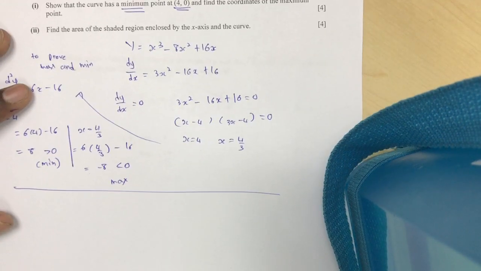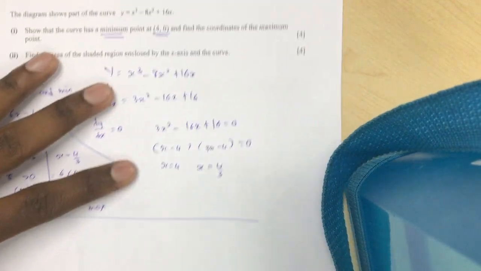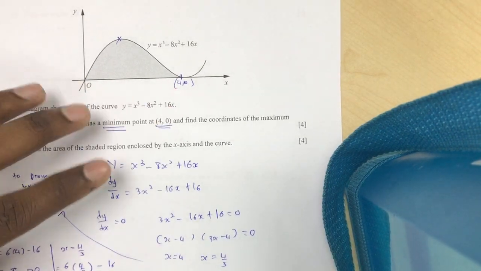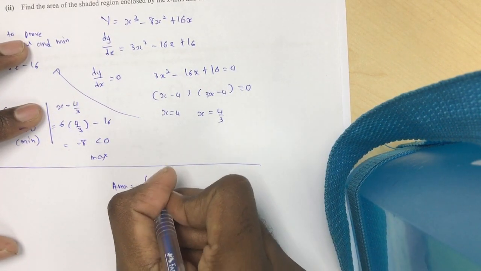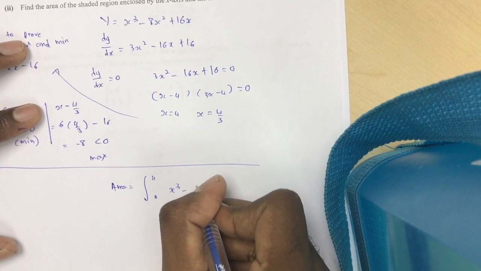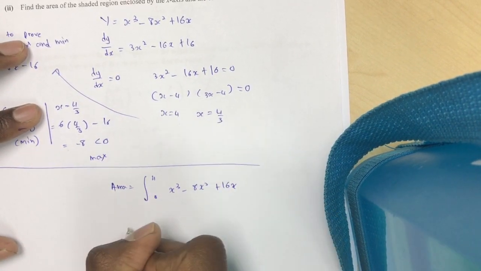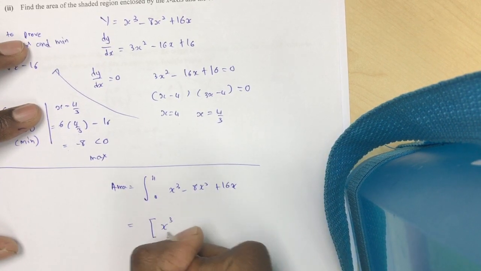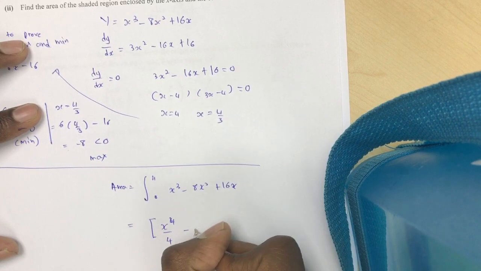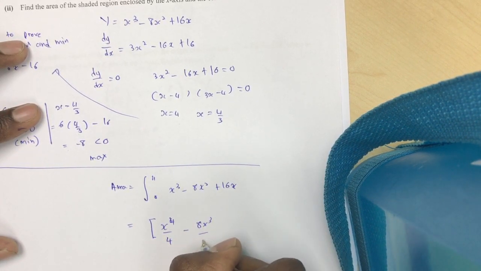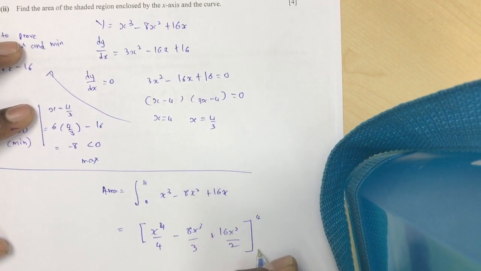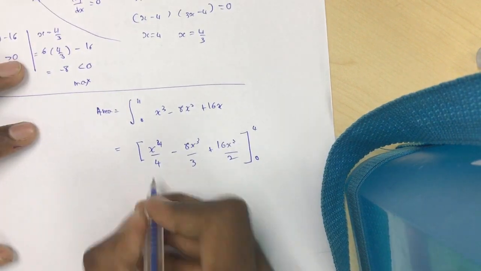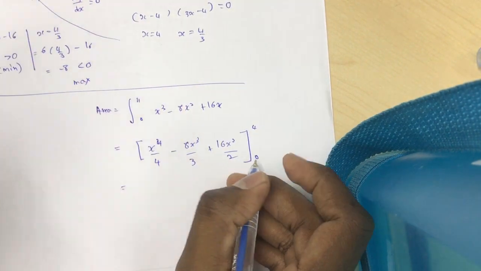Now let's look at the next part. The next part, they said find the area of the shaded region. Remember I already told you the shaded region limit is from 0 to 4. So we just use this equation, we integrate it, and then we can get the area under the curve. So I'm going to show you, area equals the integral from 0 to 4 of x cubed minus 8x squared plus 16x. So I'm going to integrate this: x to the power 4 over 4 minus 8x cubed over 3 plus 16x squared over 2. Okay, so the limits are 4 and 0. So now all we have to do is substitute. For 0 you don't need to substitute because 0 will give you 0 back.